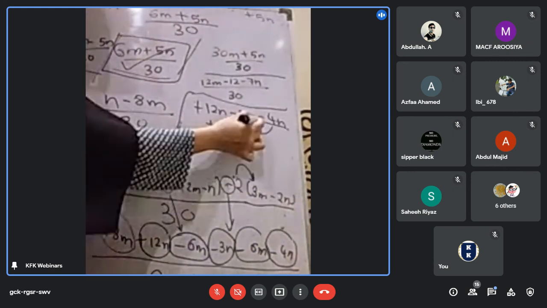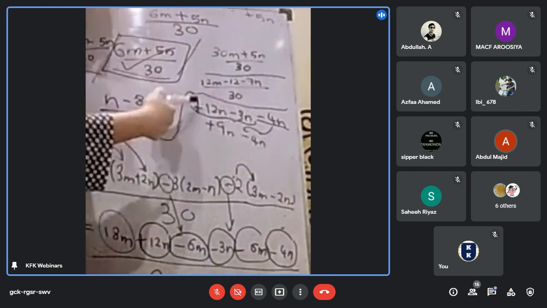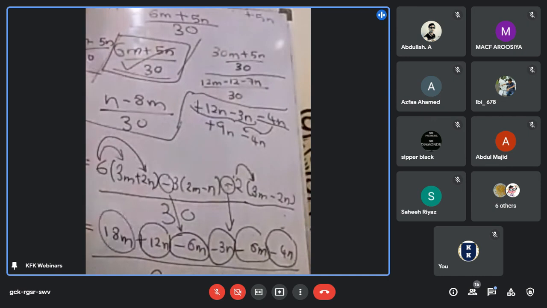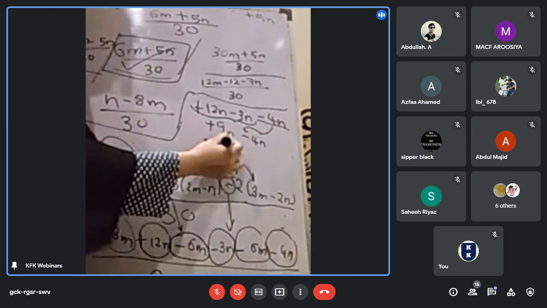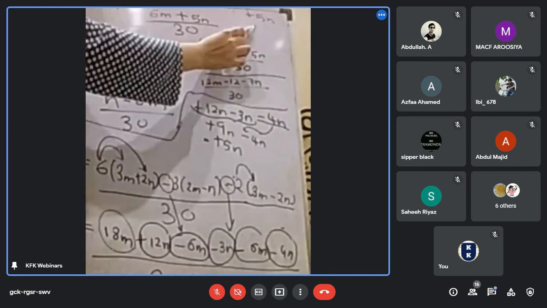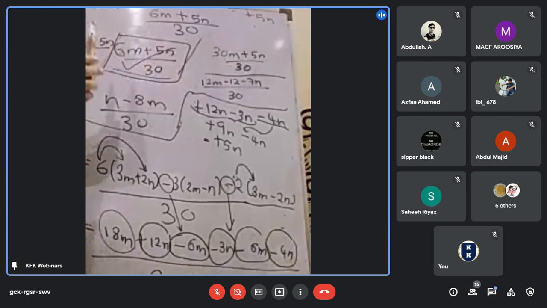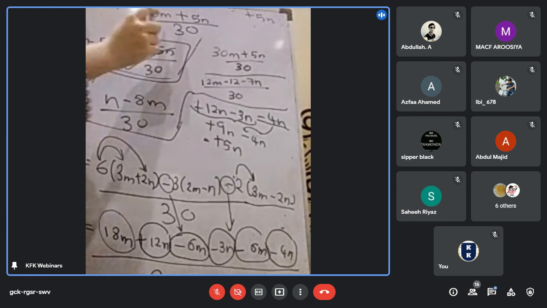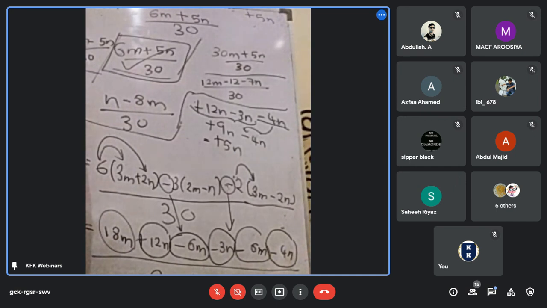Did you understand? First we do for these two. First we calculate these two. Then we go with the third value. Did you understand it now? Okay. So it's going to be a plus 5n. So therefore we got plus 6m and plus 5n. Therefore the algebraic fractions answer is 6m plus 5n over 30. Did you all understand so far?